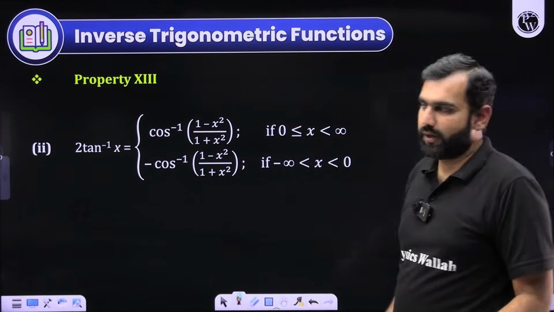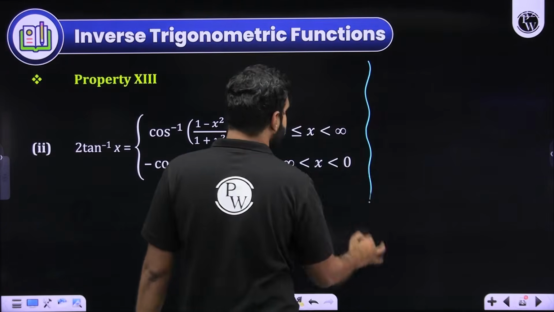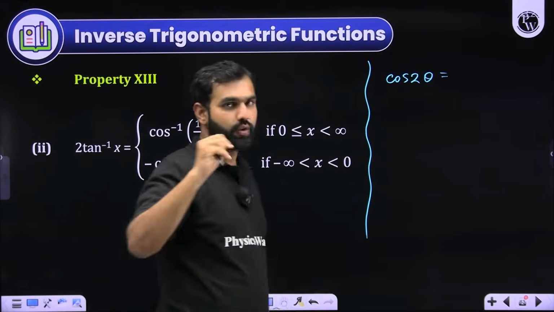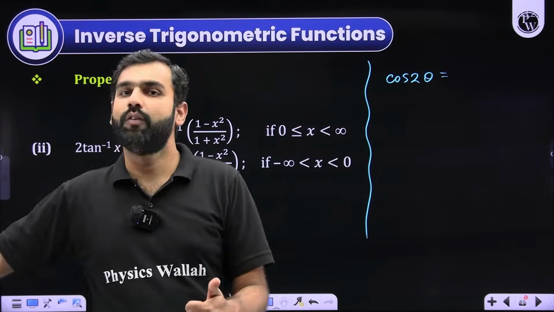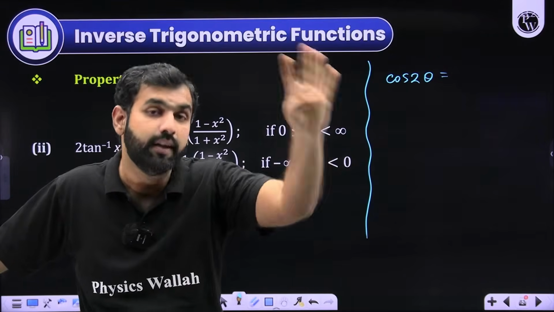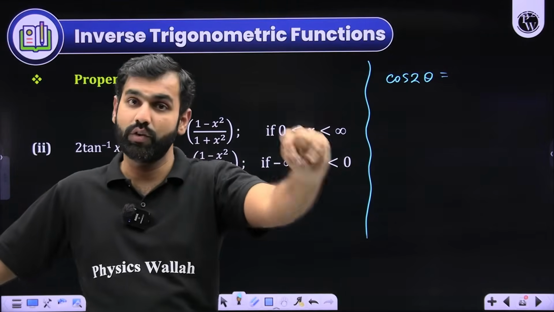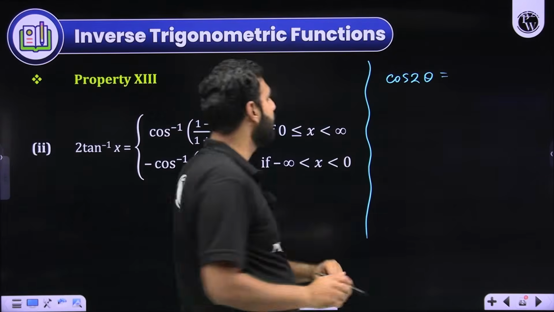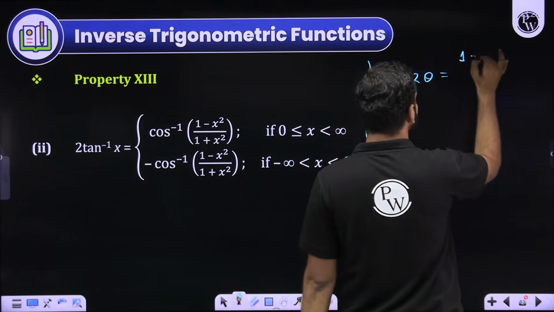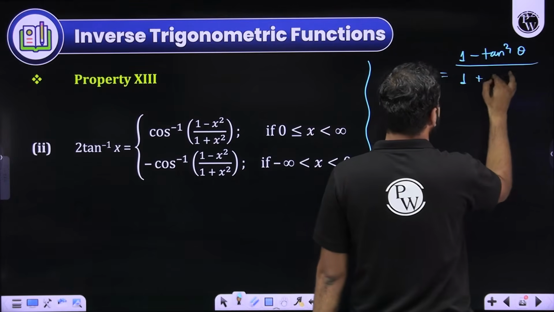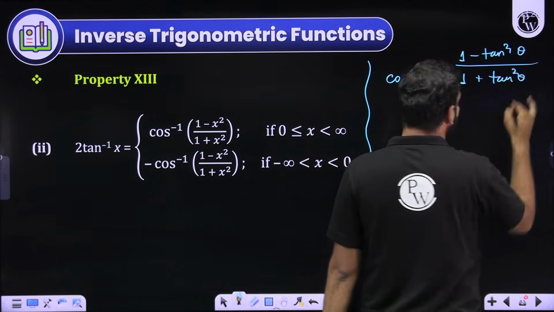Again, the other formula, do you not remember that we had discussed variants of cos 2 theta? The first one was 2 cos square theta minus 1. The second one was 1 minus 2 sine square theta. The third one was cos square theta minus sine square theta. There was a fourth one in terms of tan, which was 1 minus tan square theta upon 1 plus tan square theta. Do you remember that? So we know that cos 2 theta is always 1 minus tan square theta upon 1 plus tan square theta. Do you remember this?